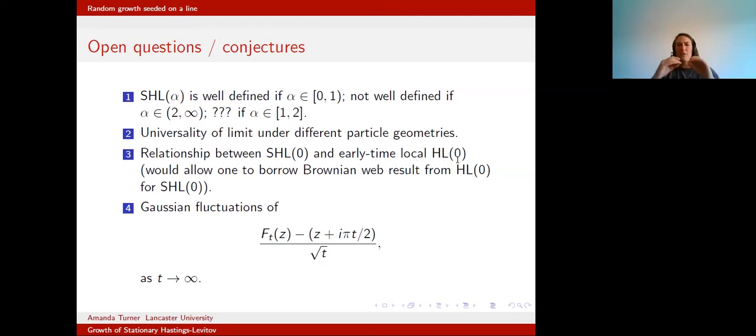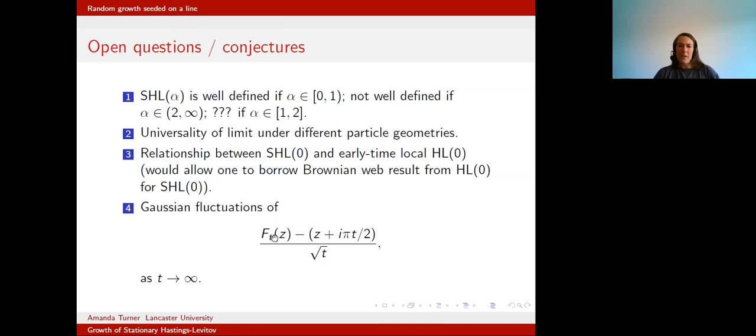The third open question is, can you relate stationary Hastings-Levitov to early-time local Hastings-Levitov, in the very first bits of time before we've actually converged truly to a disk? If we could prove that relationship, then that would allow us to borrow the Brownian web result from HL0 to SHL0. So we could prove this directly, but if we can establish that relation, we get it for free from the work on HL0.